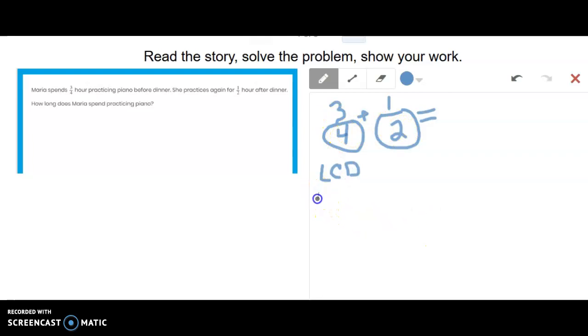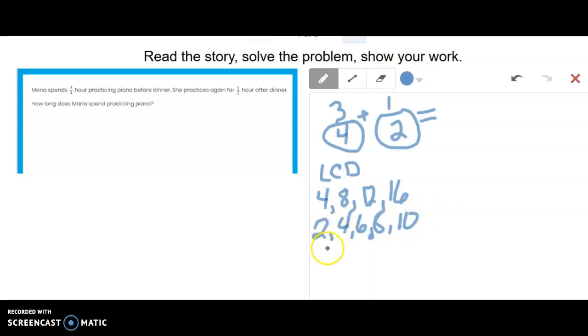So I'm going to start out by listing my multiples of 4. So 4, 8, 12, 16. I think that's good enough. And my multiples of 2. So 2, 4, 6, 8, 10. And I'm going to stop there.